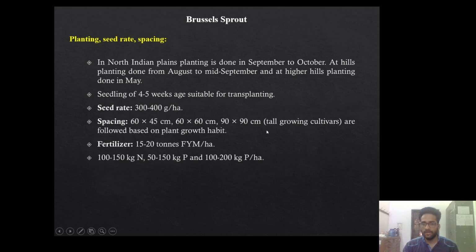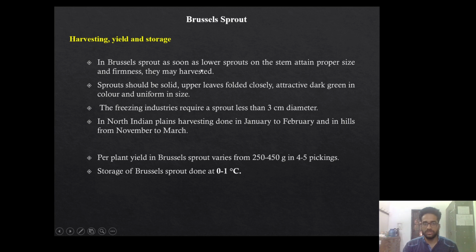And fertilizer is mentioned here. Harvesting, yield, and storage. In Brussels sprout, harvesting is done as soon as the lower sprouts on the stem attain proper size and firmness, and harvesting should not be delayed. For the freezing industry, sprouts of diameter less than 3 cm are required. Per plant yield in Brussels sprout varies from 250 to 450 grams in 4 to 5 pickings. Storage temperature is 0 to 1 degree Celsius.